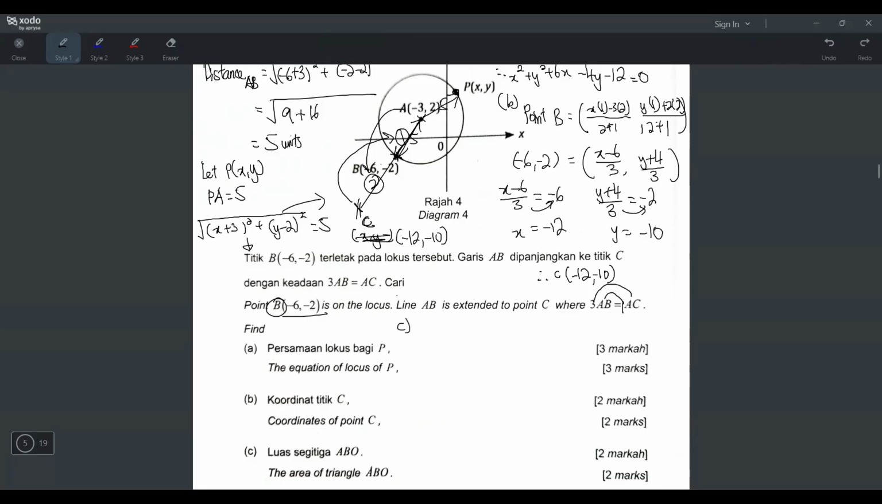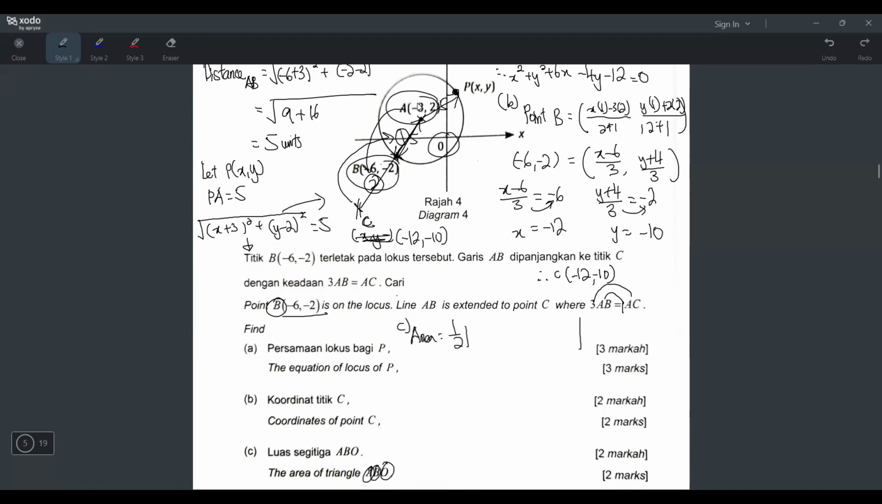Well, first we have to make sure we have the coordinates for A, B, O first, because these are the vertices of the triangle. So do we have coordinates A, B, O? A we have already, B we have already, O I think is (0, 0), right? So if you have all the vertices' coordinates, then you can straight away use the area of triangle formula. The formula looks like this: 1 over 2 modulus, and you just put in all the coordinates inside. So you have to put in the A, B, O coordinates.